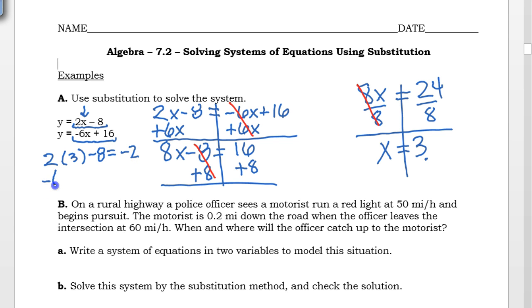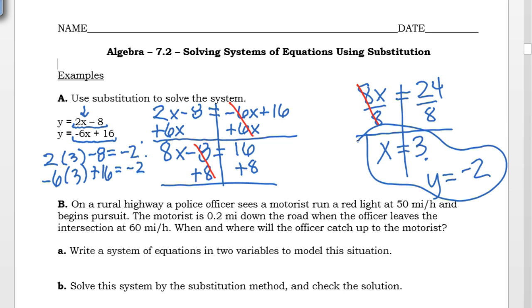I will also substitute that 3 into the second equation. Negative 6 times 3 is negative 18. Negative 18 plus 16 is negative 2. Since my two answers matched, I know I have the right answer. y equals negative 2 and x equals 3.